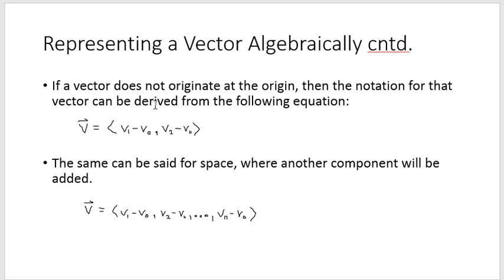And if a vector does not originate at the origin, then the notation for that vector is shown here. Vector v equals v1 minus whatever the corresponding coordinate would be for its initial point, v2 minus the corresponding coordinate of the initial point, and the same can be said for space. You just keep going until eventually you hit whatever number you've got.